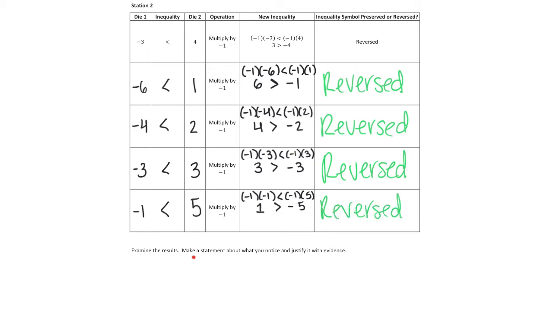Examine the results. Make a statement about what you notice and justify it with evidence. So when both numbers are multiplied by negative 1, the symbol changes and the inequality symbol is reversed.